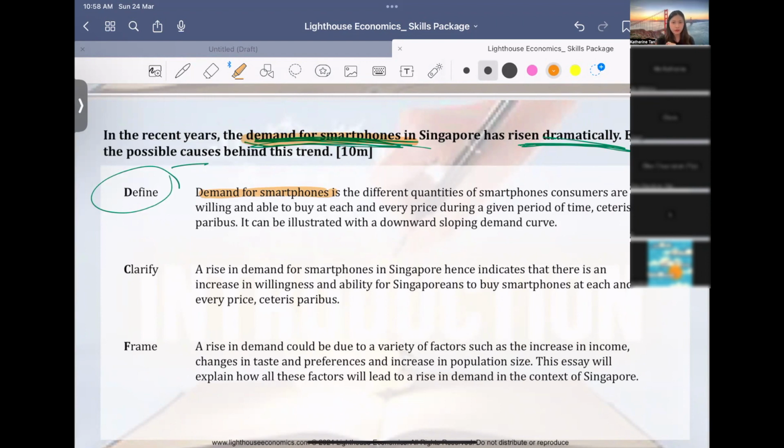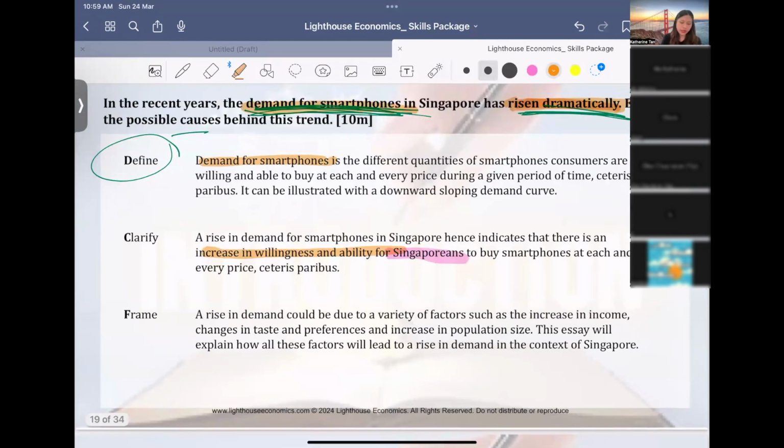Then you clarify. They say that in Singapore the demand has risen dramatically. Remember, when you clarify, it means that you understand what the question is asking. So you can say, what does a rise in demand mean? A rise in demand means that there is an increase in willingness and ability, and you understand that the scope is Singaporeans, to buy smartphones at each and every price. So how to frame?